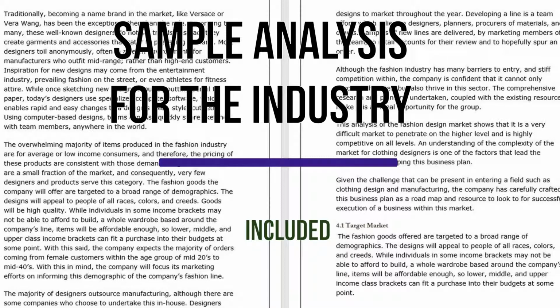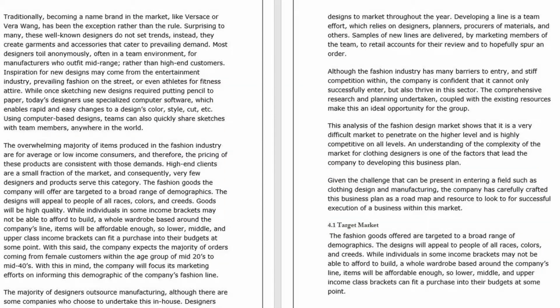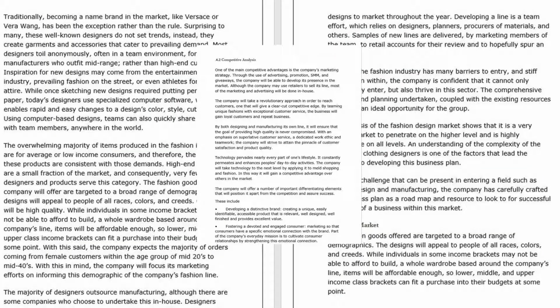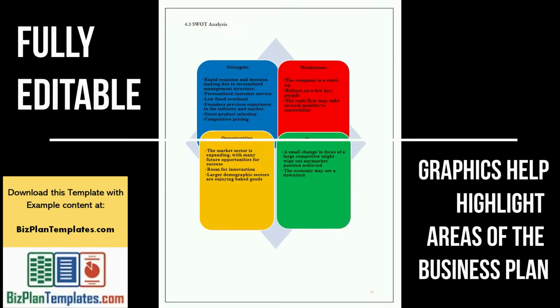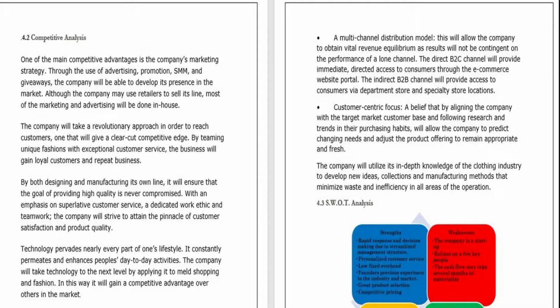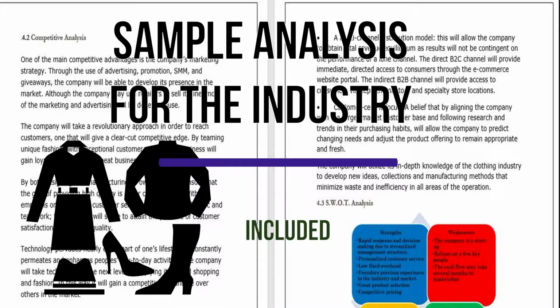If users wish to dig deeper into their target market and add information into the plan, they will be looking for data such as the demographics of the customers the company will be targeting. The results of an internet search for this information can then be pasted into the business plan here in this section. The plug-and-plan template provides a general competitive analysis and advantage statement for the industry that can be used as is or as base content to add to.